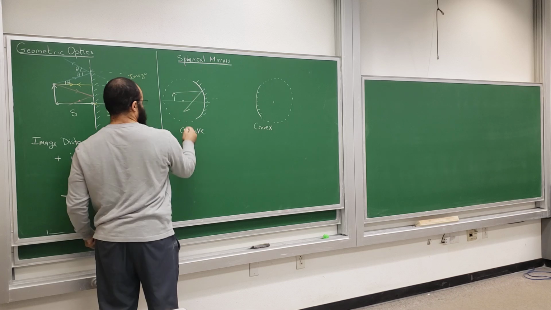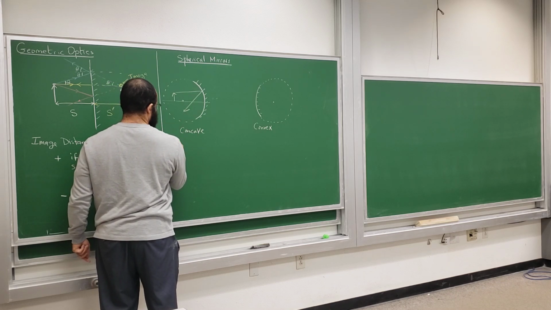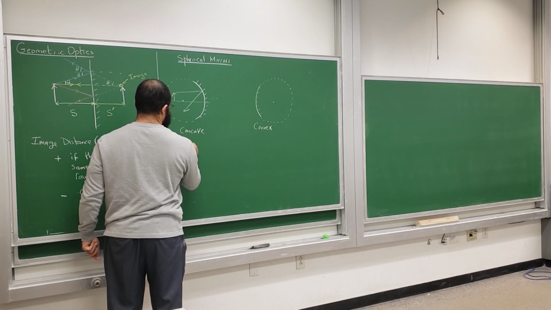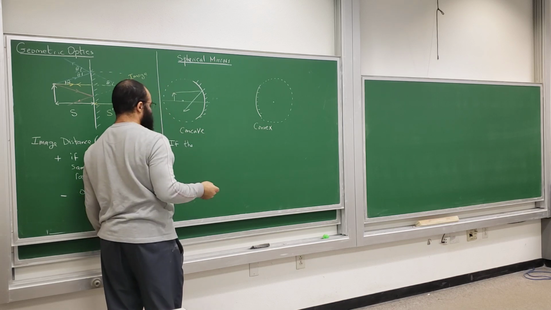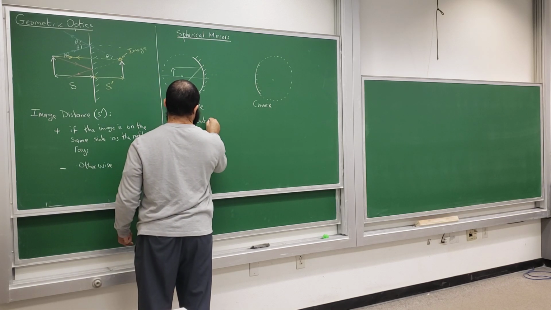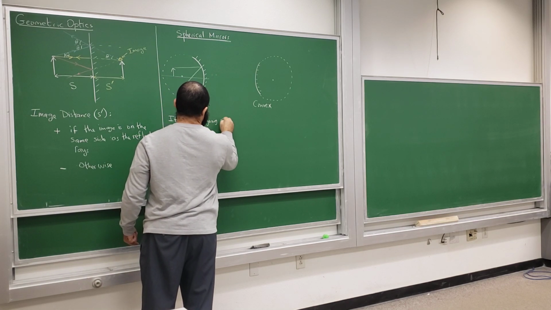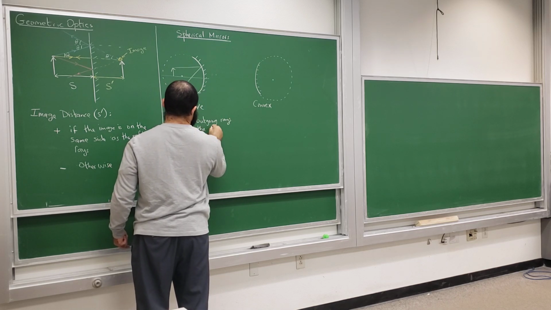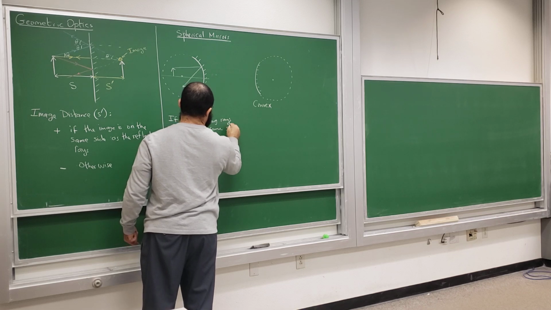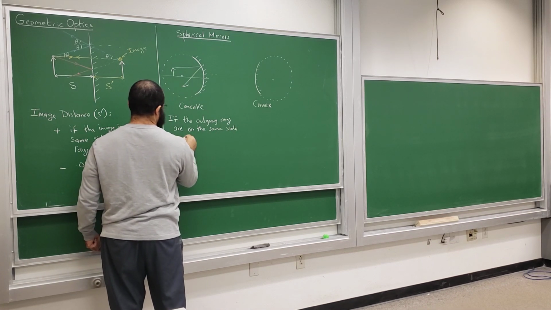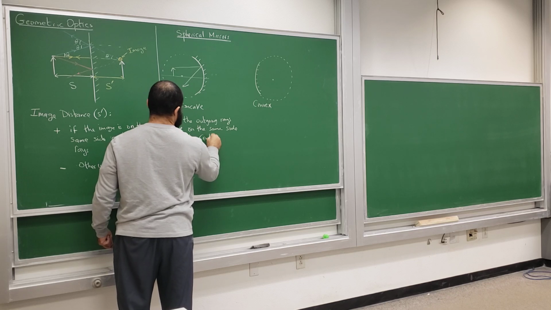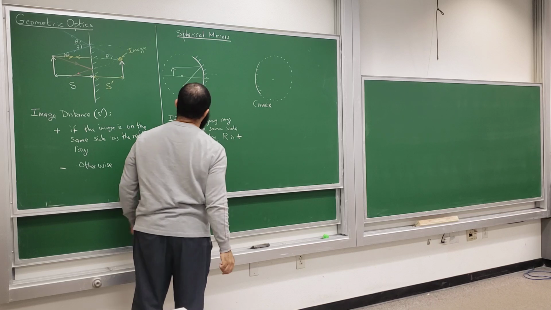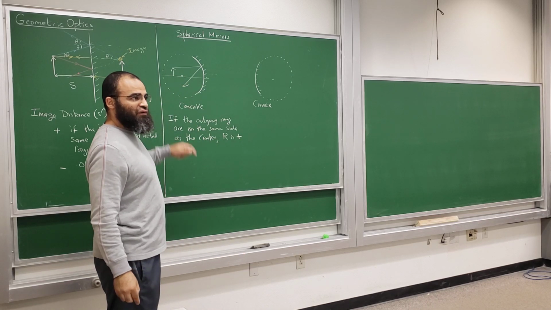So in this case, let me write here: if the reflected rays, or the outgoing rays, are on the same side as the center, then R is positive. The radius of curvature is positive. We just count it as positive.